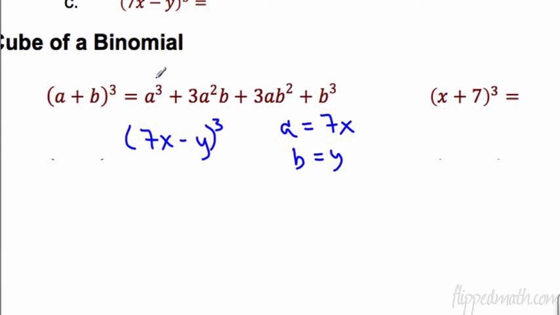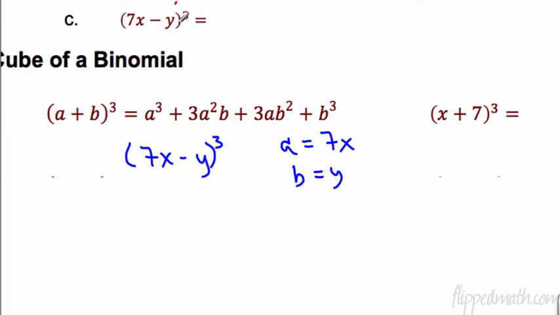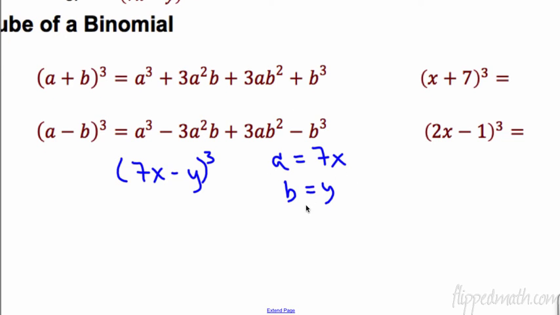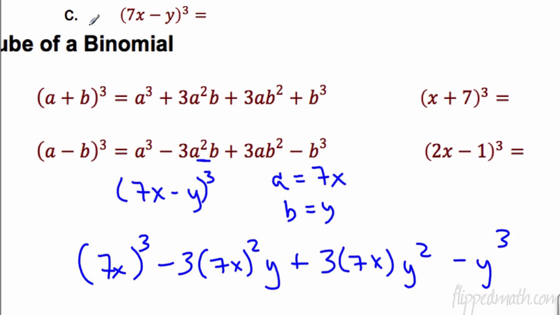I notice that this is the cube of a difference here, so I'm going to use the, I got the wrong formula there. Hold on a second. All right, there we go. We have it down here. It's a minus b to the third power, where a is 7x and b is y. All right, let's try to figure this out. Here we go. Okay, last one.